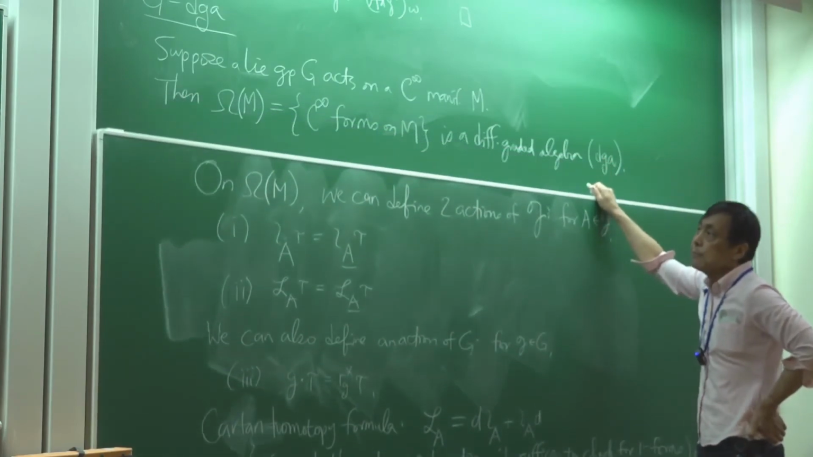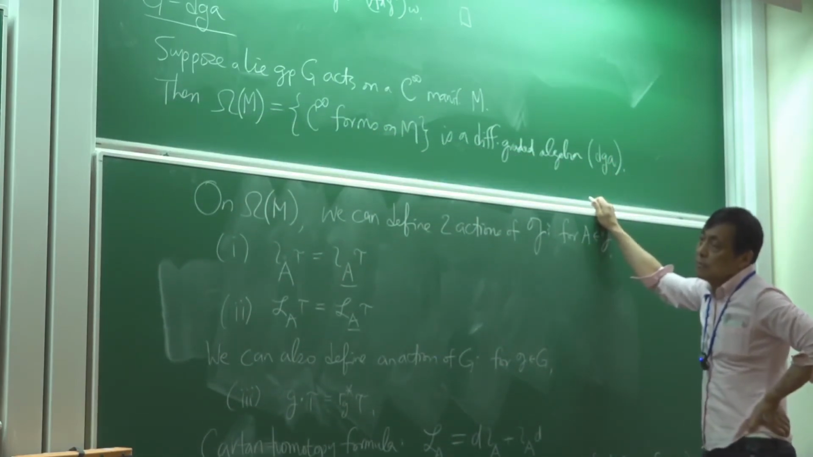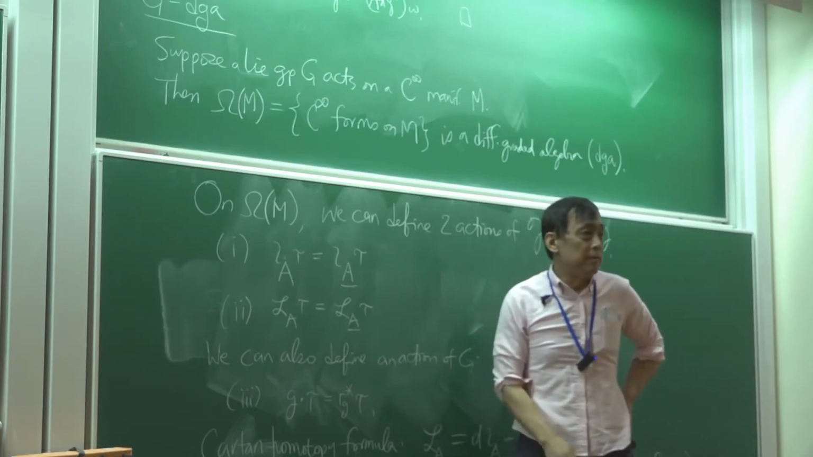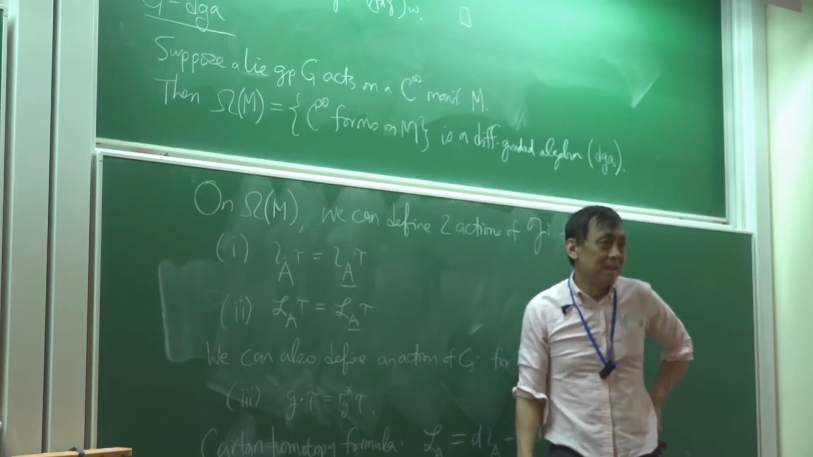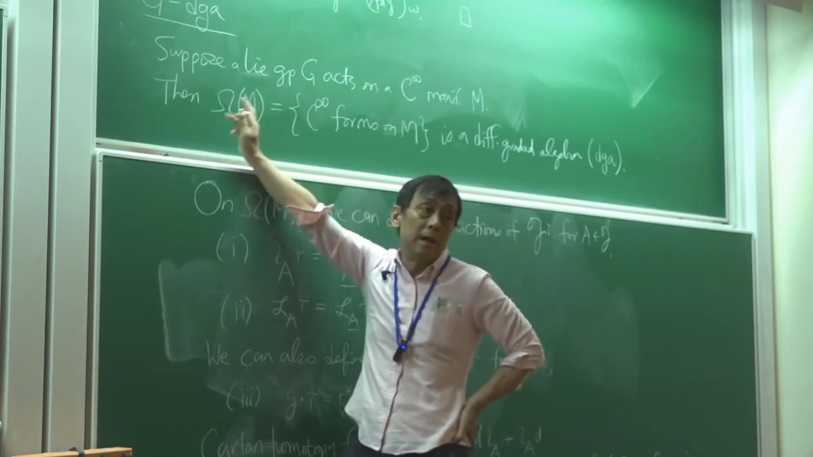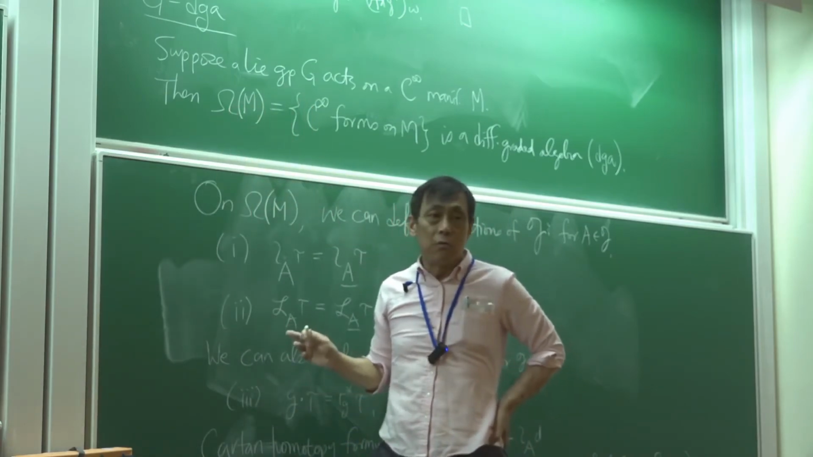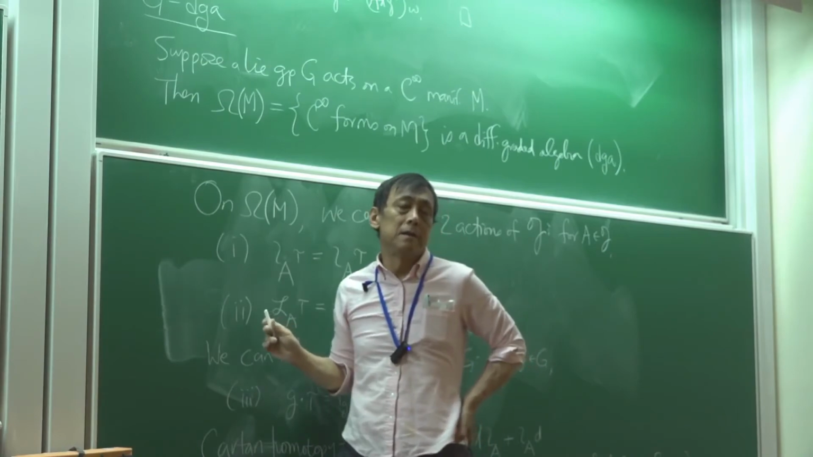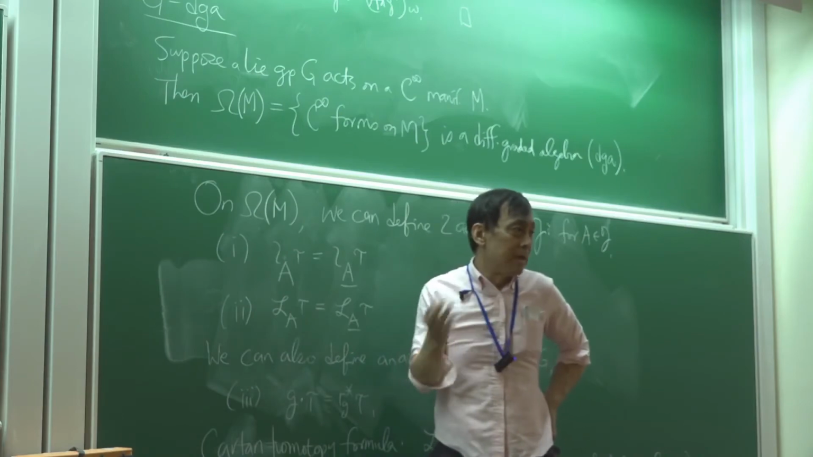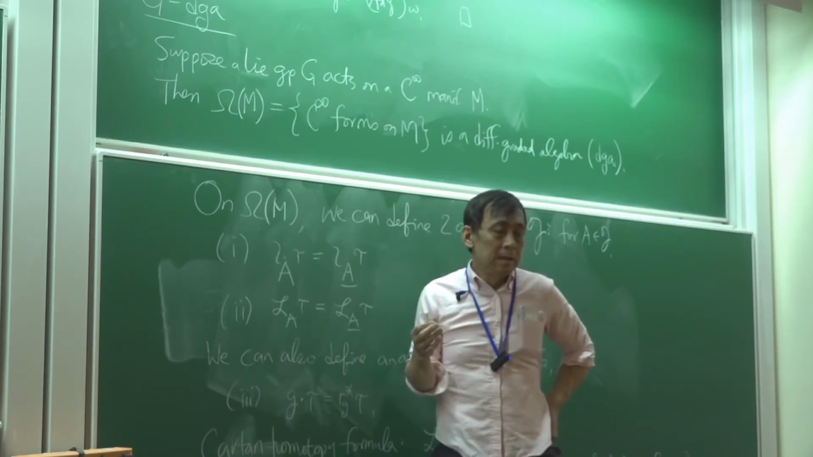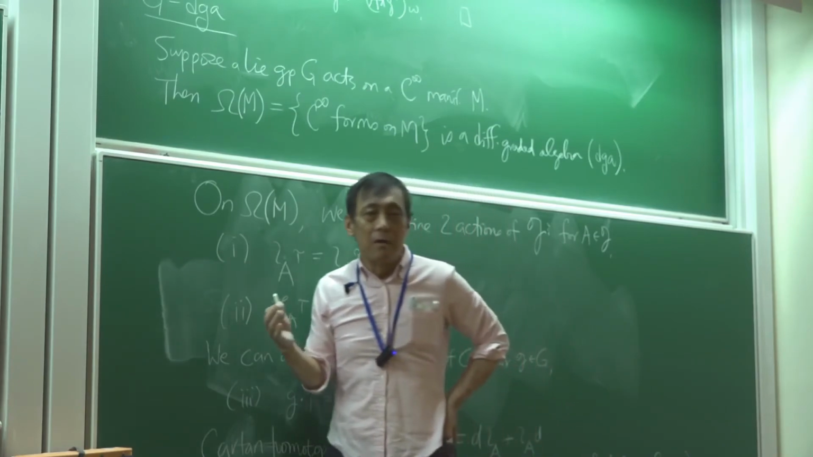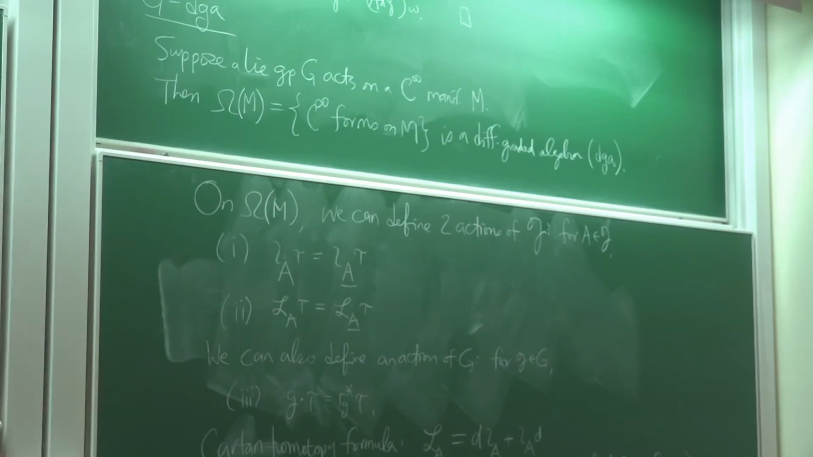Now, a differential graded algebra with these three actions is called a G differential graded algebra. So what this says is that the de Rham complex of a G manifold has this algebraic structure of a G differential graded algebra.